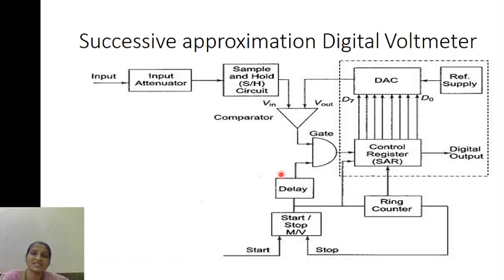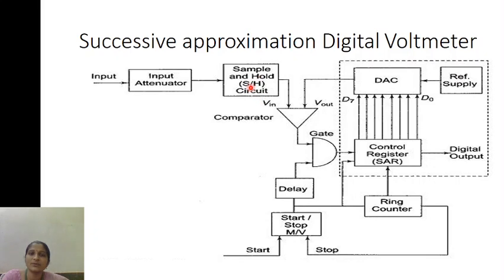You will be estimating some value and you will be measuring the voltage. So first, whatever the input voltage which is to be measured is given to the input attenuator. The functionality of this input attenuator is it will stop the unwanted inputs and it will allow only the required inputs. So that input is given to the sample and hold circuit.